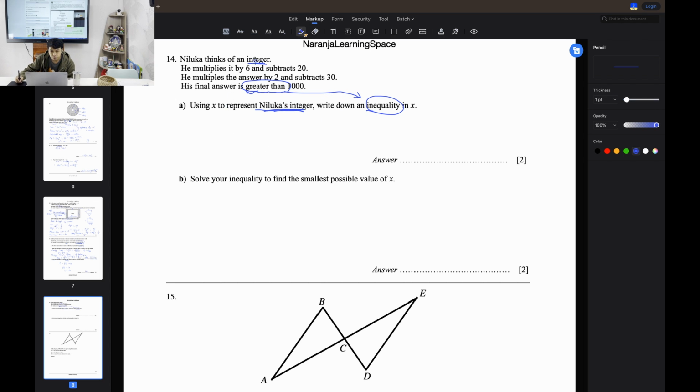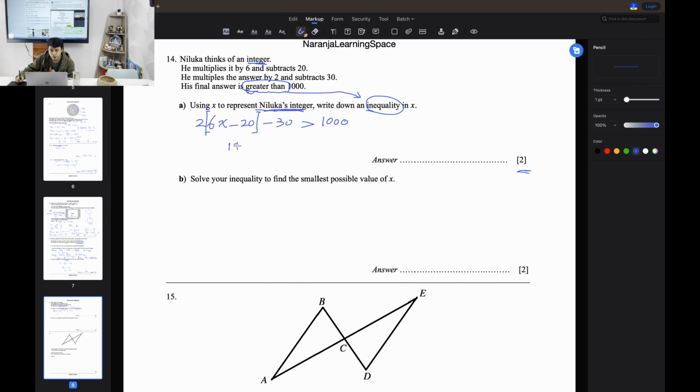Okay, so first of all, he has an integer x. He multiplied by 6 and then subtracts 20. This final answer he multiplied by 2 and subtracts 30, and that answer is greater than 1000. And of course, you need to simplify, because this is a 2 marks question. If it's 1 mark, you can leave it as this. But this is 2 marks.